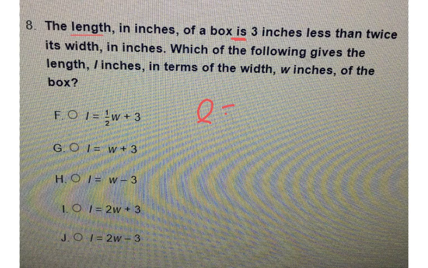So anytime you see less than, that means we are subtracting, and you have to subtract the 3 at the end. Less than means that number goes at the end of your statement. So 3 less than means I'm going to subtract 3 from the end. Twice the width would be 2W. That's it.